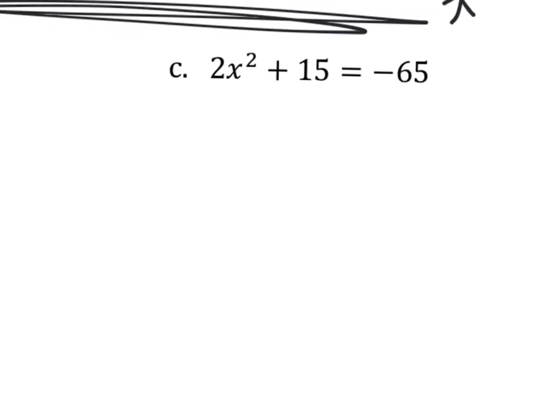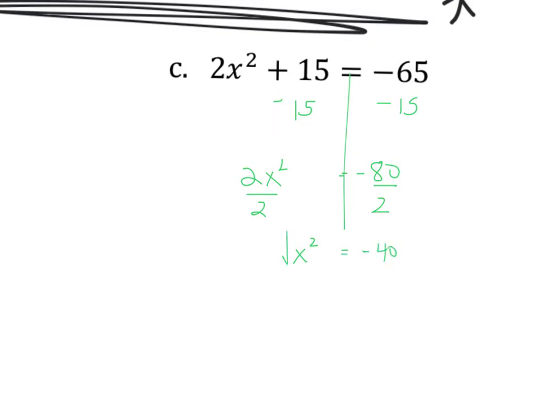Let's take a look at C. Start by undoing the plus 15. We undo addition with subtraction. So we have 2x squared equals negative 80. Then we're going to divide by 2. So we have x squared equals negative 40. And we need to undo the squared. So we take the square root of both sides. We have x equals plus or minus the square root of negative 40.